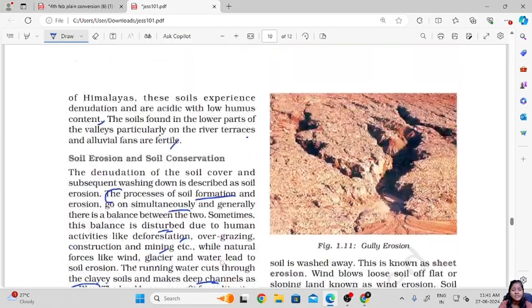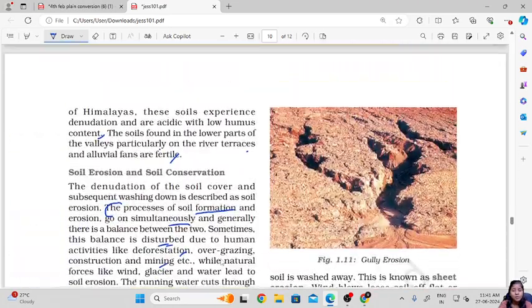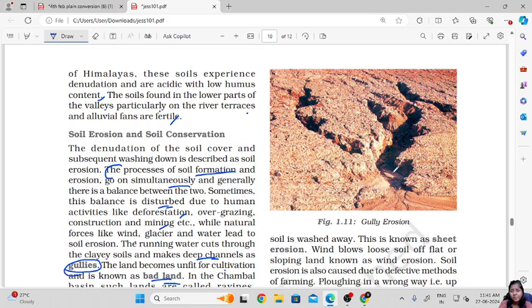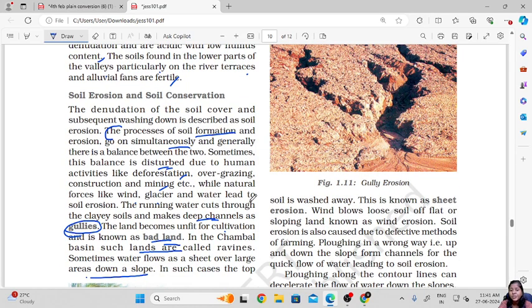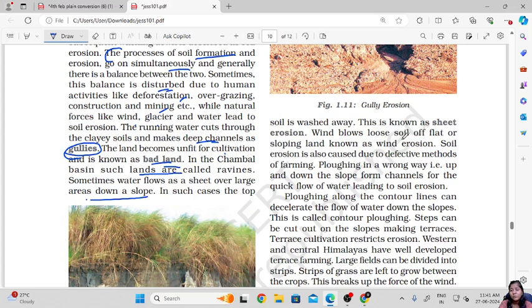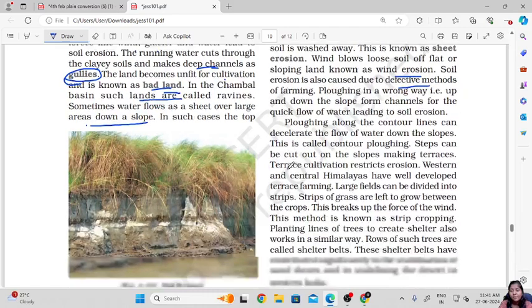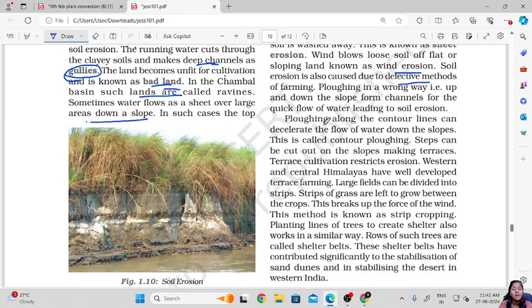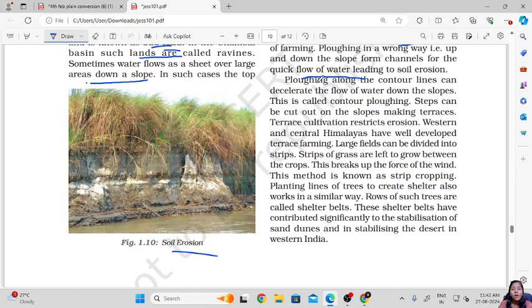So in such cases, the topsoil is washed away, and this is known as sheet erosion. Wind blows loose soil off flat or sloping land, known as wind erosion. Soil erosion is also caused by destructive methods of farming. Plowing in a very wrong way, that is up and down the slope, forms channels for the quick flow of water, and this leads to soil erosion. Plowing along the contour lines can decelerate the flow of water down the slopes. So this is called contour plowing.